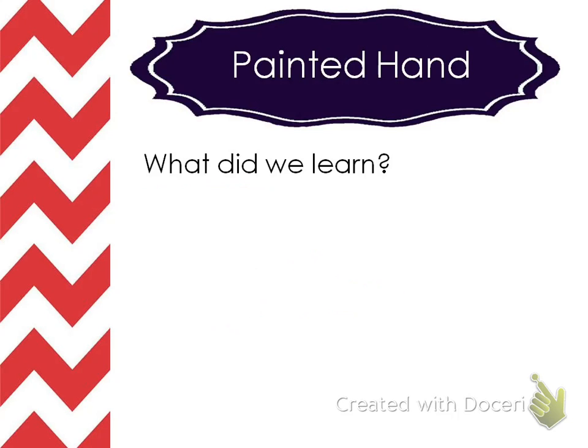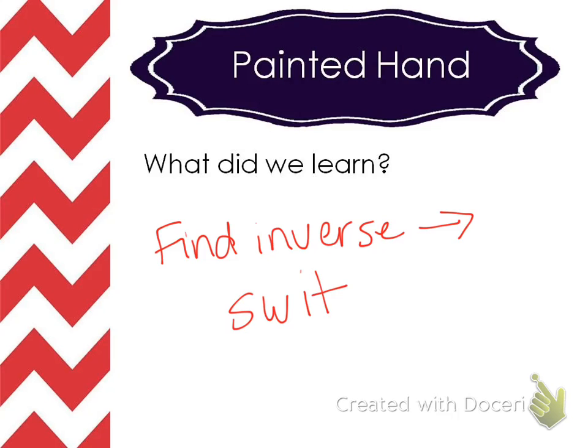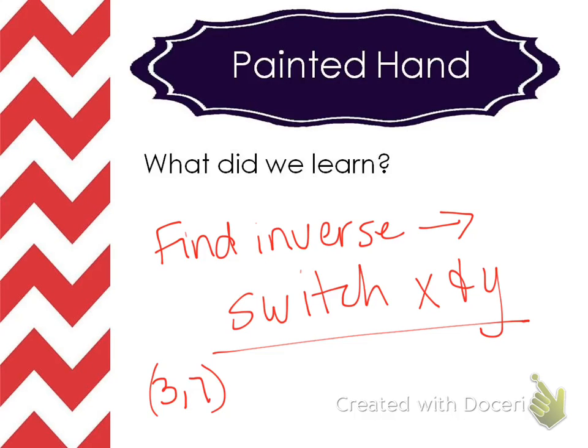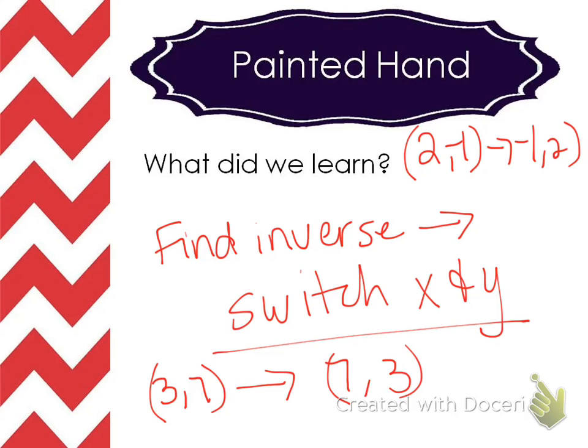And the key thing to note is that we learned that to find the inverse, the key thing you do is switch X and Y. That is the most important thing: you just switch X and Y. So if you have a point (3, 7), the inverse would be (7, 3). If you had a point (2, -1), the inverse would be (-1, 2). You literally just switch X and Y.